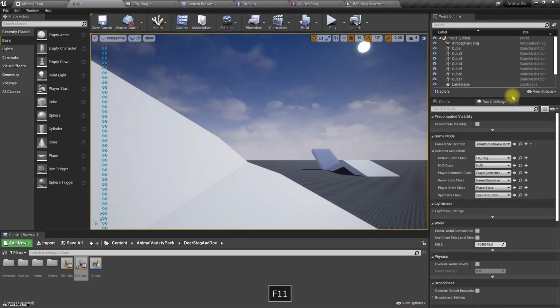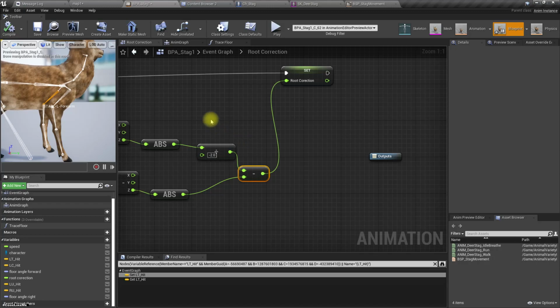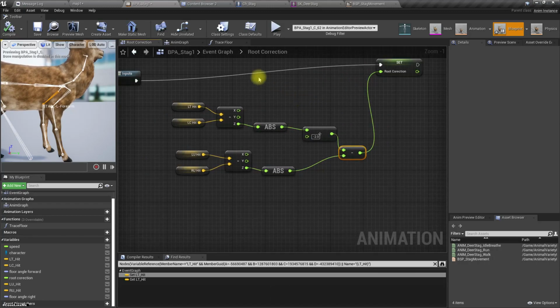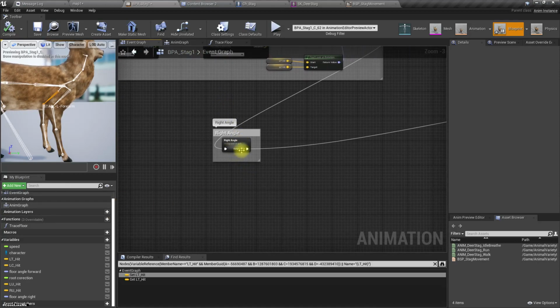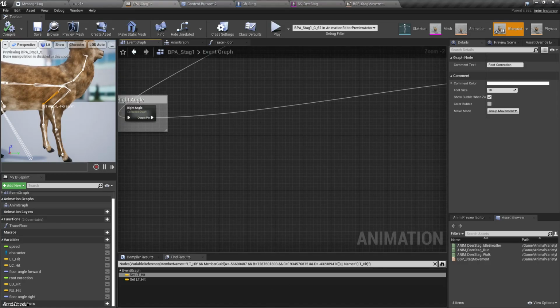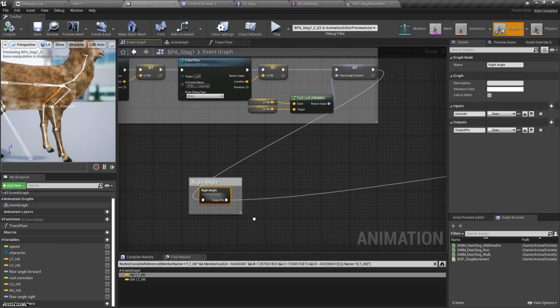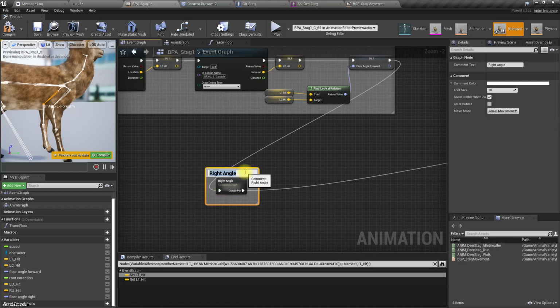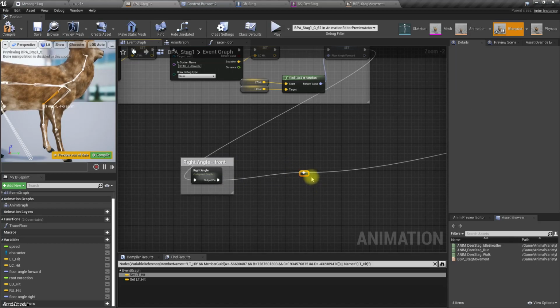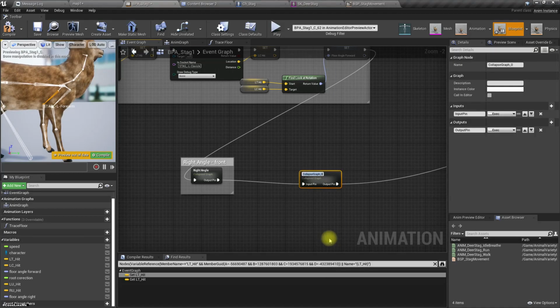Now we need to do the same for the back legs. All right. Okay, so for the back legs, let's rename this to front legs. No, right angle front. And so for the back legs, let's add a readout node here and collapse, back legs, right angle back legs.